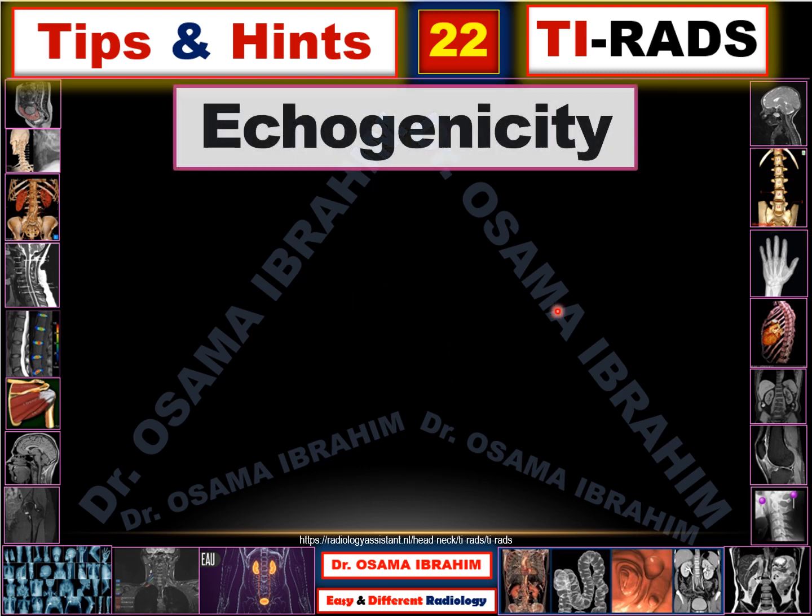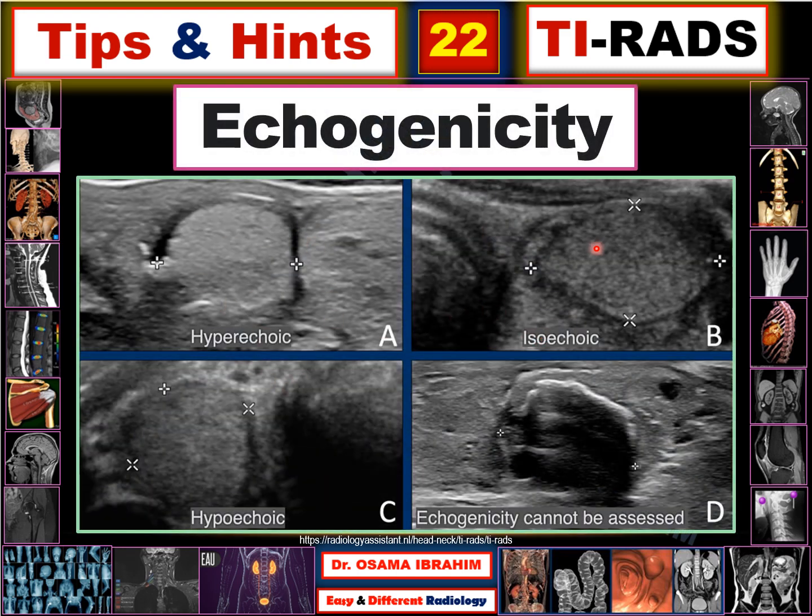Again, let us see this in the image of the echogenicity of different thyroid nodules. There are different thyroid nodules. This one, for example, is the hyperechoic nodule. As we see, it has an echogenicity higher than the echogenicity of the thyroid gland itself, so it takes score 1. However, this one is isoechoic. The nodule has the same echogenicity as the thyroid gland, so it takes score 1 also. Hyper or iso takes score 1.